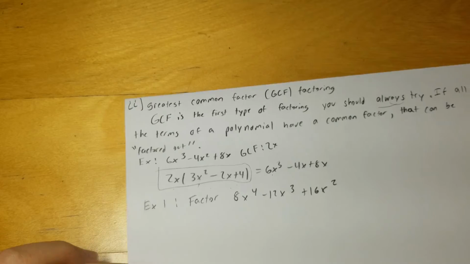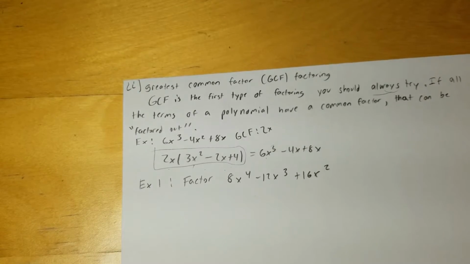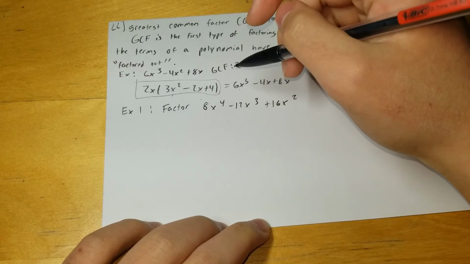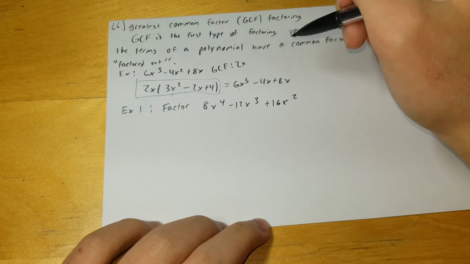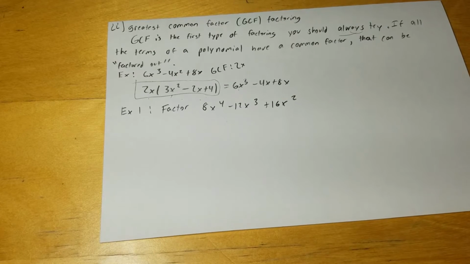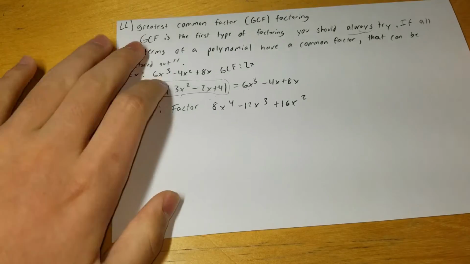Okay, so let us do an example. Factor 8x to the 4th minus 12x cubed plus 16x squared. Let's pause the video once again. Try it out. And then let's get started.